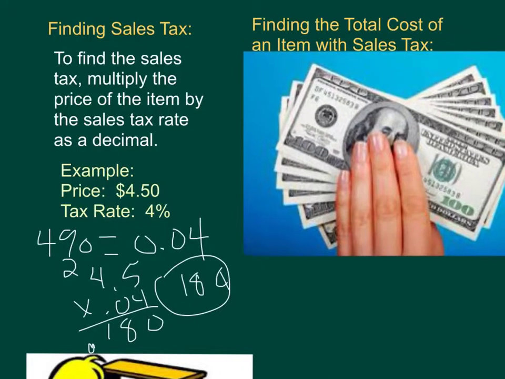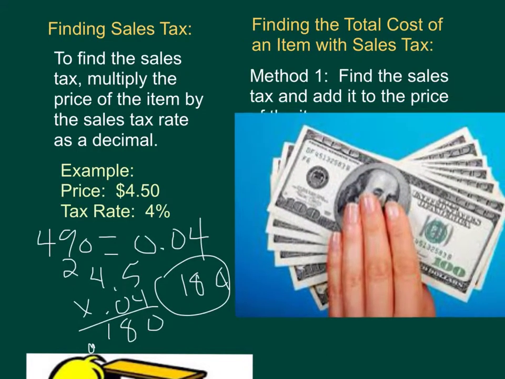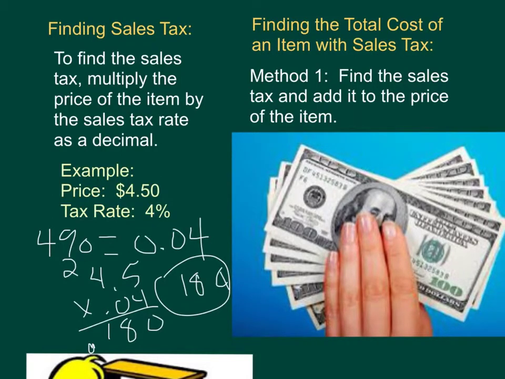Next thing we want to talk about is finding the total cost of an item with sales tax. The first method is to find the sales tax and add it to the price of the item. So if I wanted to find the total price of the item with the sales tax included, for example, to the left, I would add 18 cents to $4.50, and I would find that the total cost of my item is $4.68.